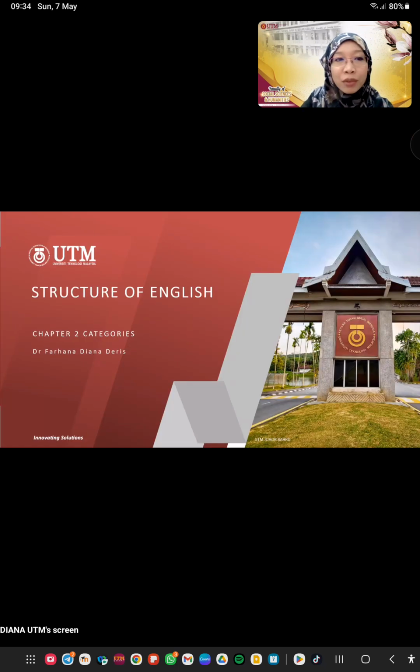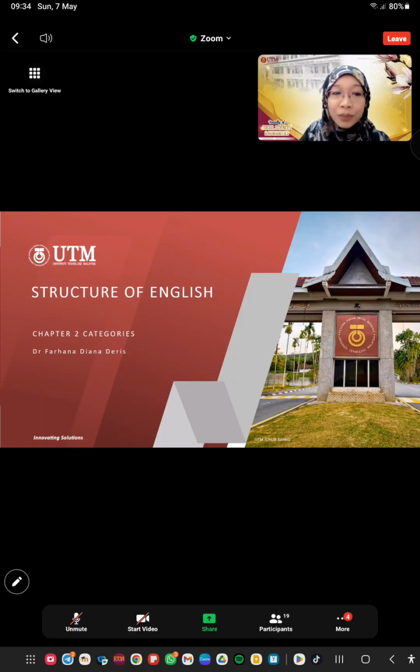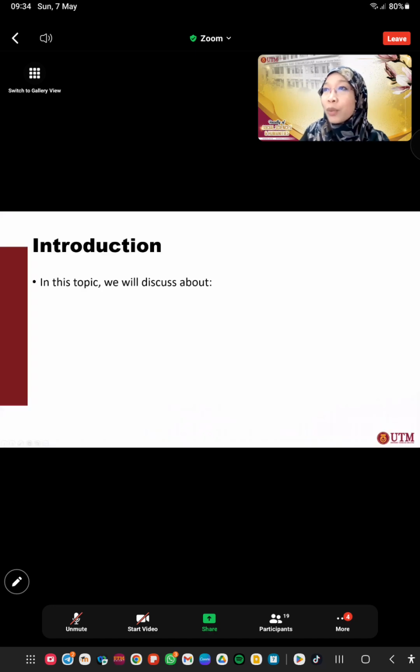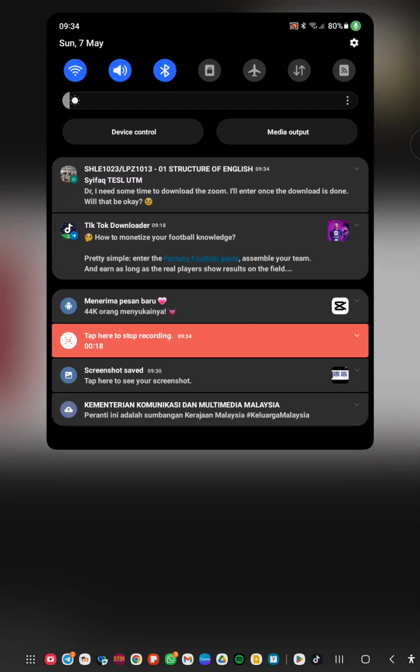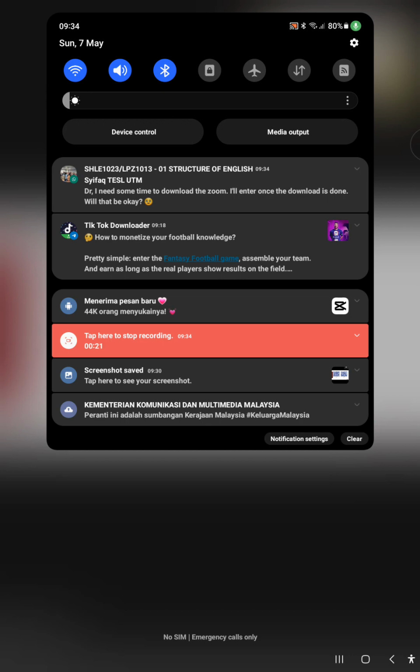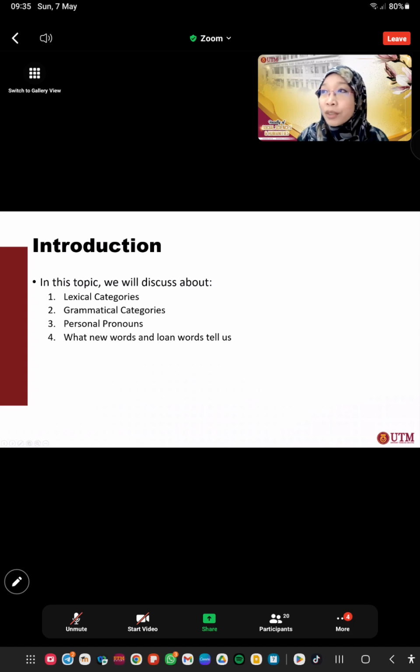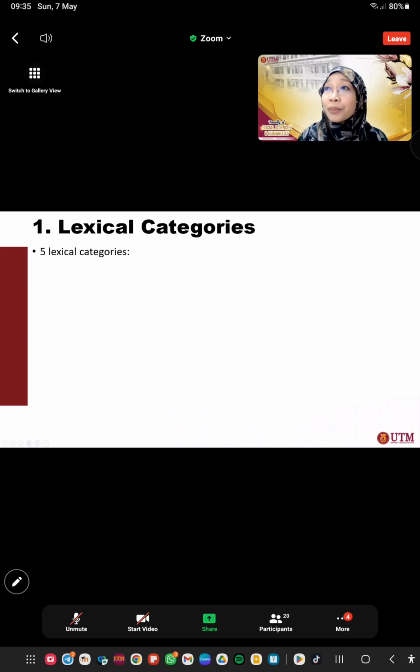Okay, so like I've shown earlier, we are going to move into categories, right? So for this topic, this is what we're going to cover in today's lesson. The first one will be lexical categories. Number 2, grammatical categories, and number 3, personal pronouns. And also we will look at what new words and loan words tell us.